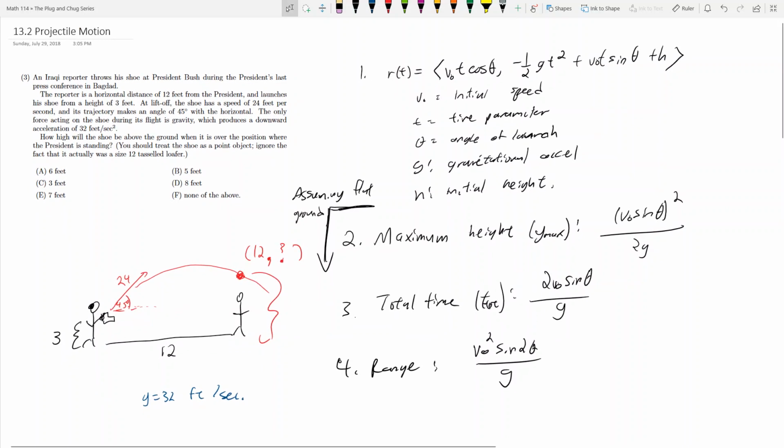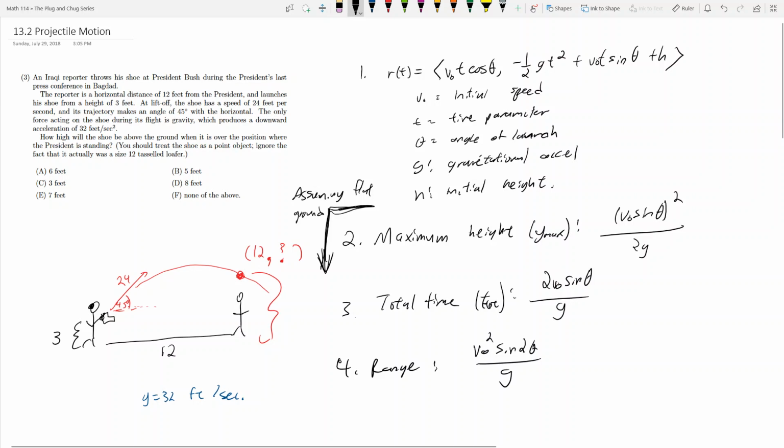for projectile motion problems, we have 4 equations that we like to use a lot. The first one is r of t, which is the position equation for projectile motion. Given a time and all these other variables, I can see what position my projectile is going to be at. The other 3 equations assume flat ground, or maybe a better way to phrase it is that your object lands at the same height it was thrown from. If you can guarantee that, then you can use these 3 really nice and helpful equations.